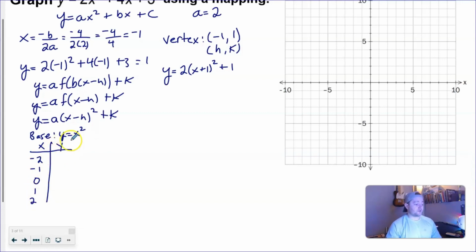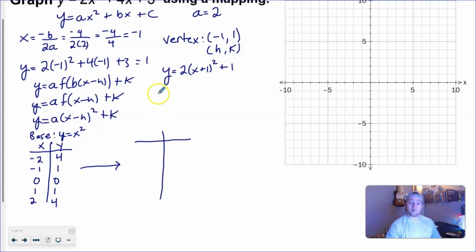So all we do with each of these numbers is run it through the equation. We're squaring each of these numbers. So -2 squared is 4, -1 squared is 1, 0 squared is 0, and then 1, and then 4. That's it. We're going to transform this base quadratic into our transformational vertex form.